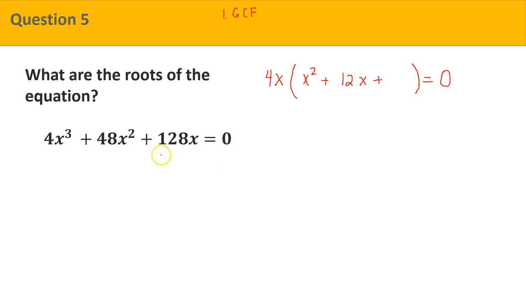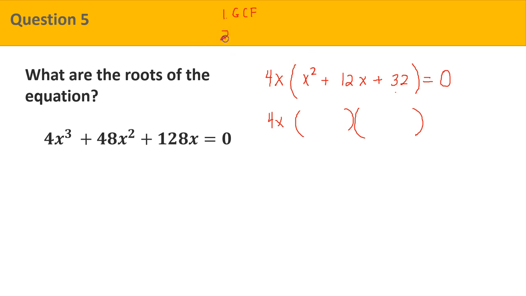Same thing here. We're factoring out 4x. 128 divided by 4 is 32. And since we're taking away the x here, there's no more x's remaining. That's why there's no x's here. Let's bring down the 4x and write our 2 sets of parentheses so we can factor this trinomial.